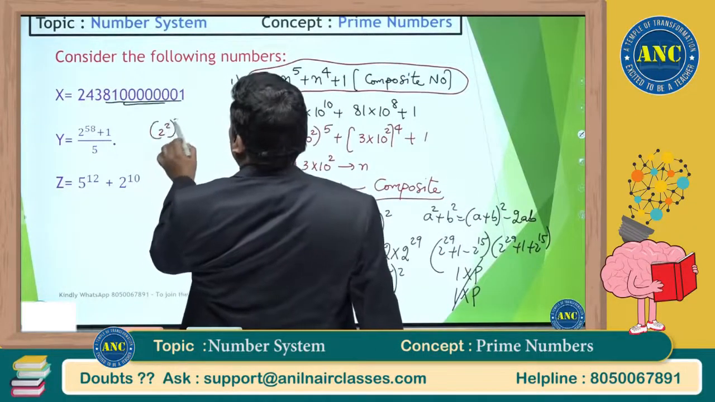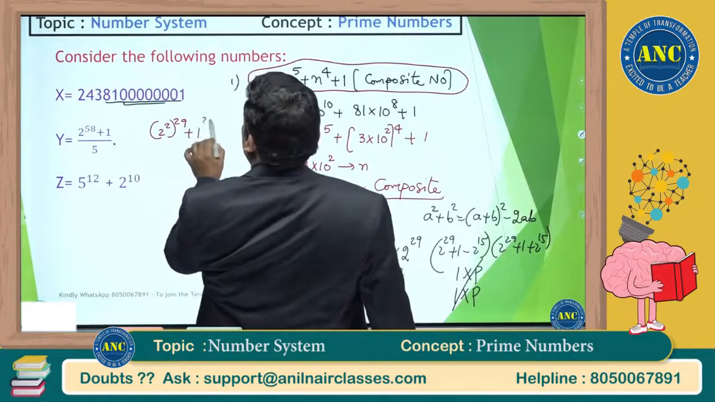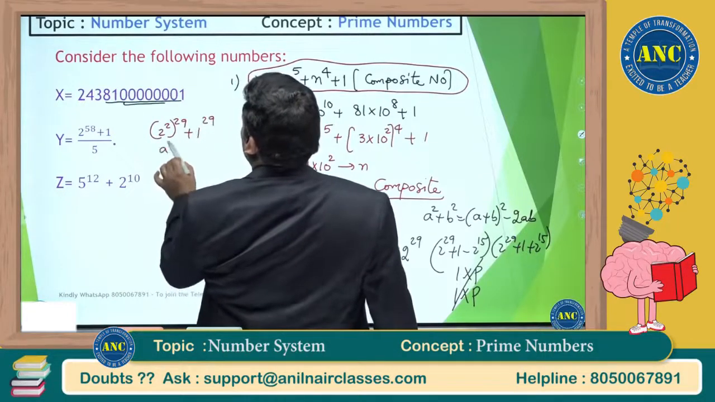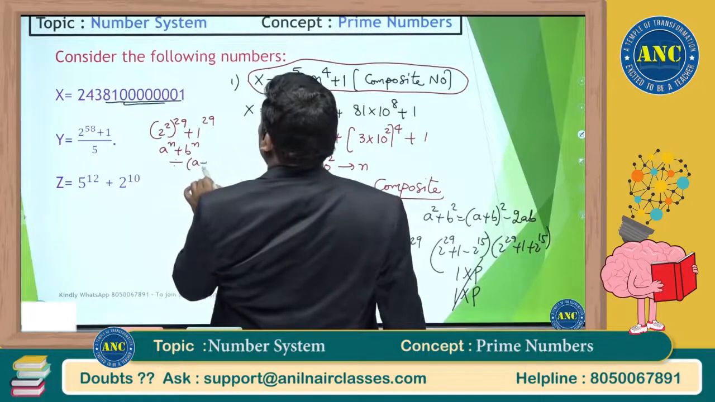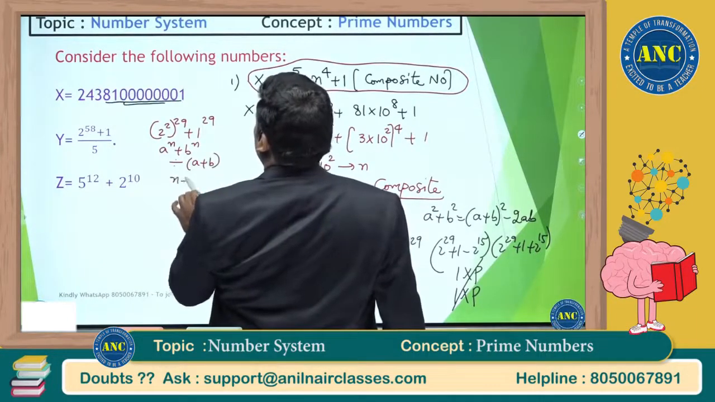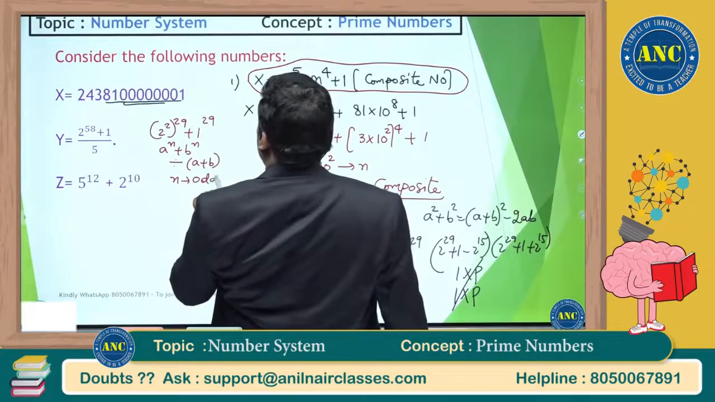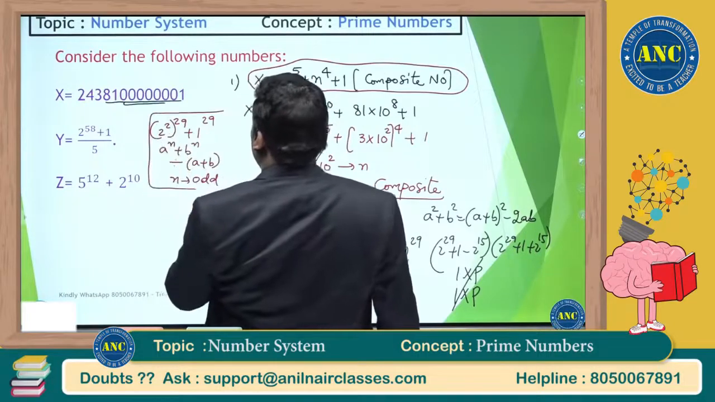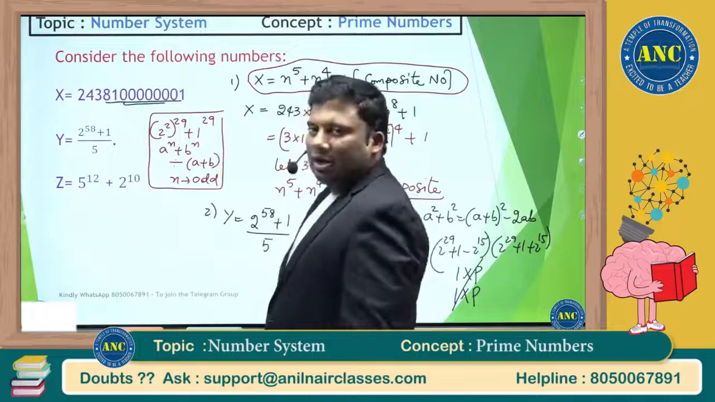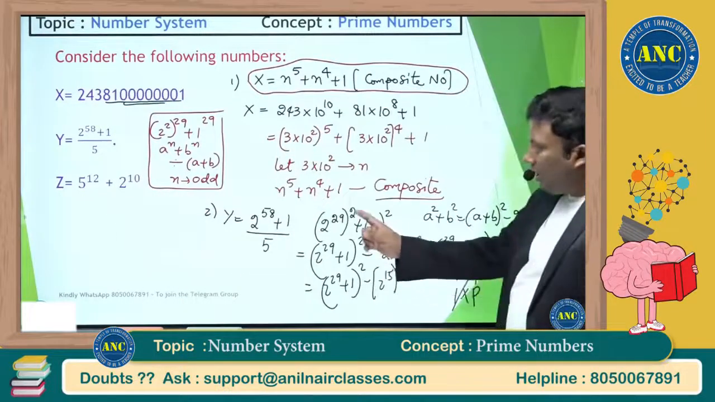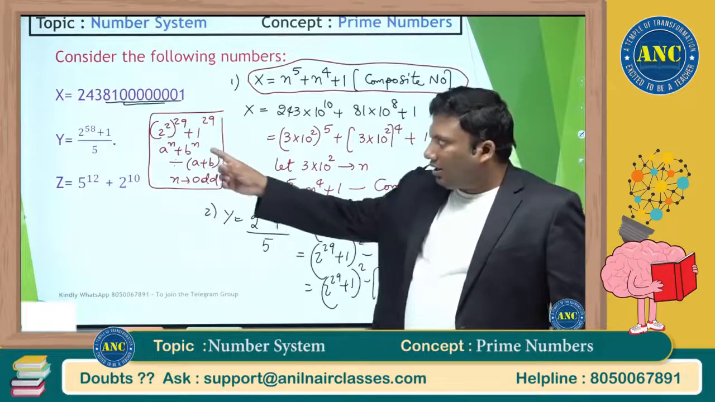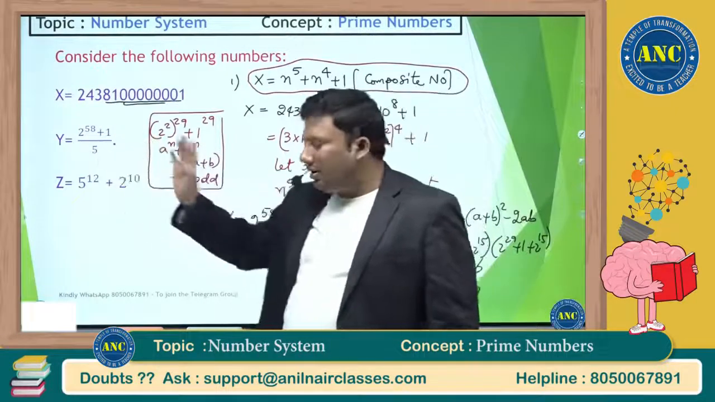2 square power 29 plus 1 power 29. A power n plus b power n is always divisible by a plus b if n is an odd number. So definitely it will be divisible by 5. But here, if I take the denominator, anyway it is divisible by 5.